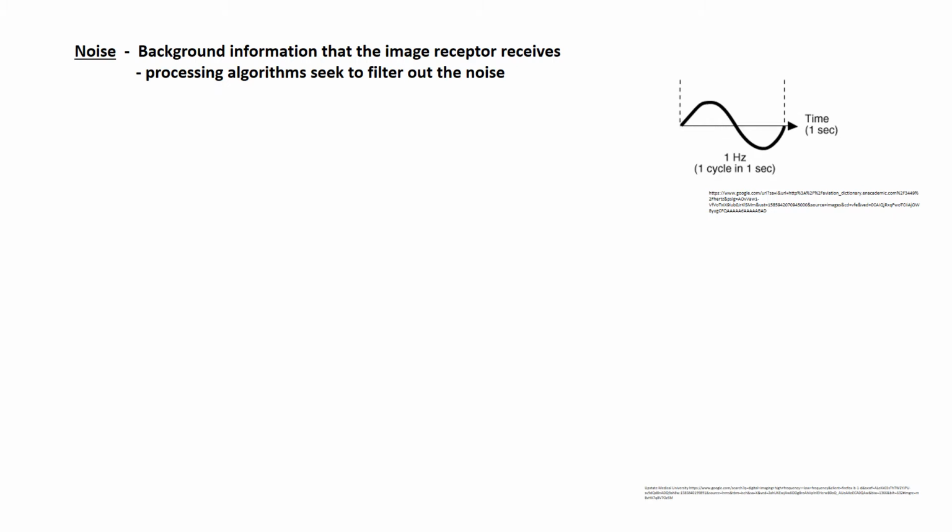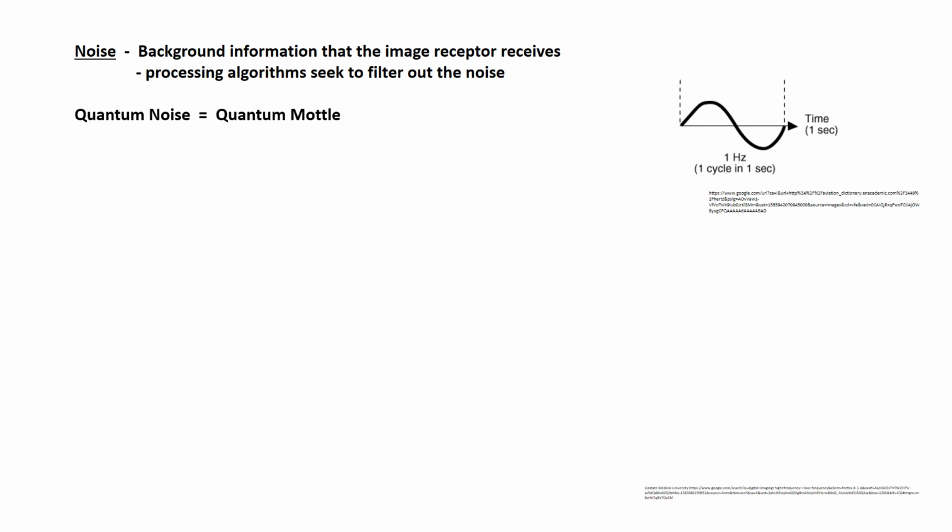You've heard about the term noise before. We've talked about it. Noise, what is it? It's background information that the image receptor is receiving. Computers can do a pretty good job of filtering out that noise, but still in all, you're still going to always have some background information that you really don't want that's there.